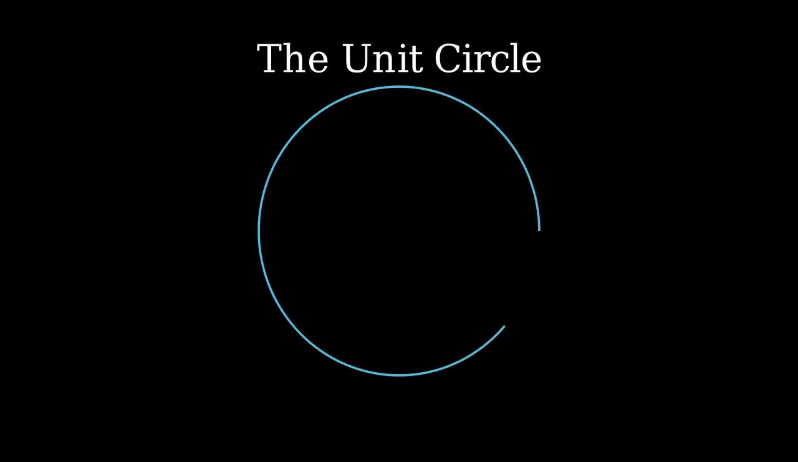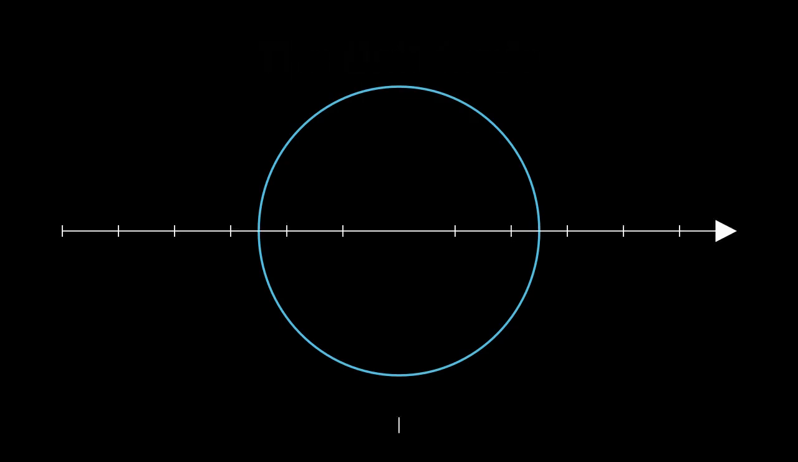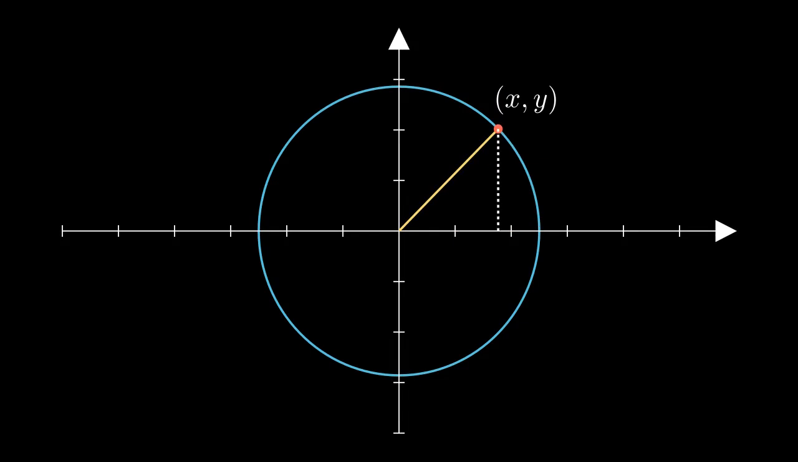Welcome to the unit circle, a fundamental tool in mathematics. We begin with a circle of radius 1, centered on the coordinate axes. This yellow line represents our radius, ending at a specific point with coordinates x and y. Now, watch as we rotate the radius and drop a dashed line to the x-axis.